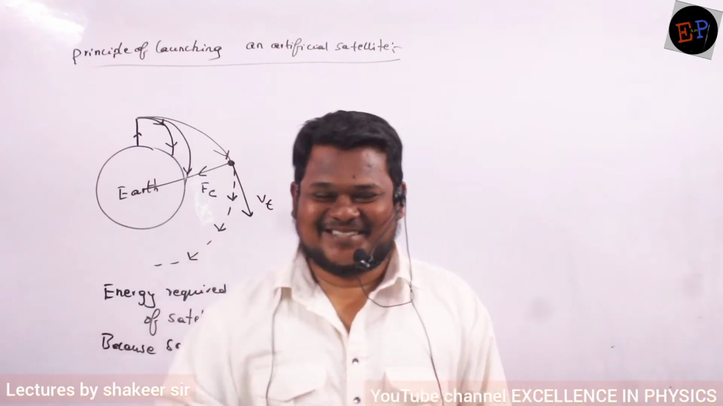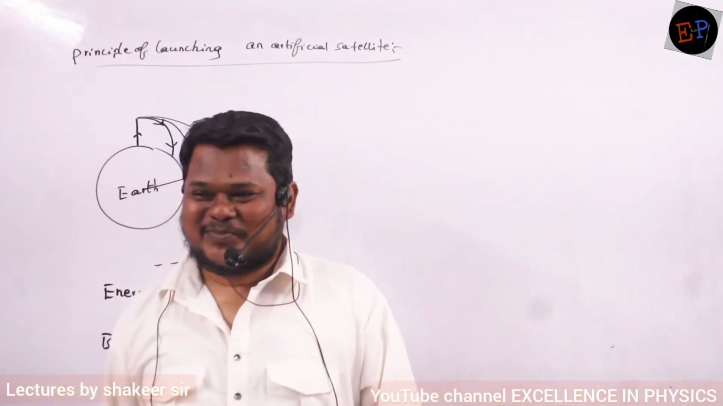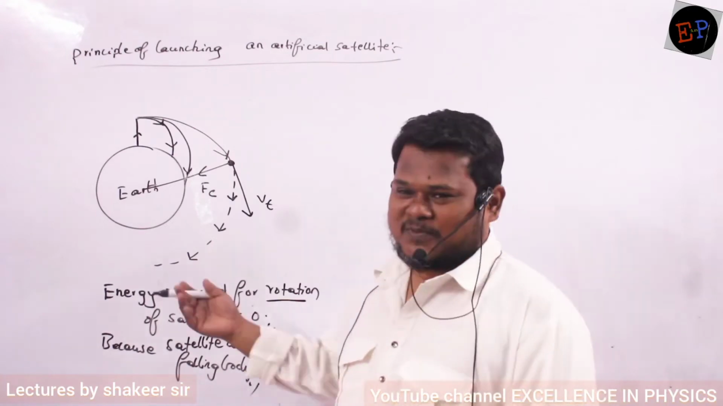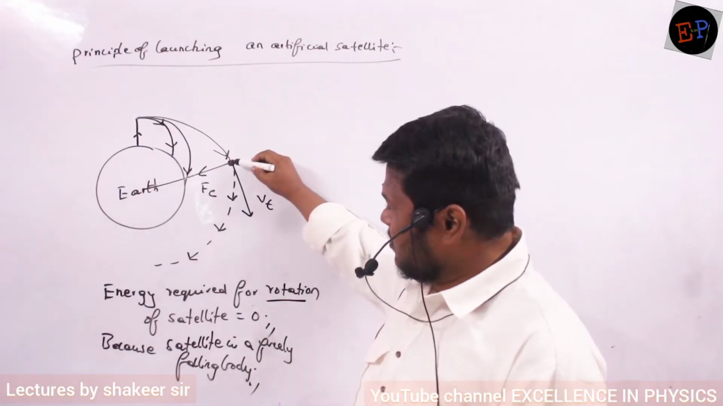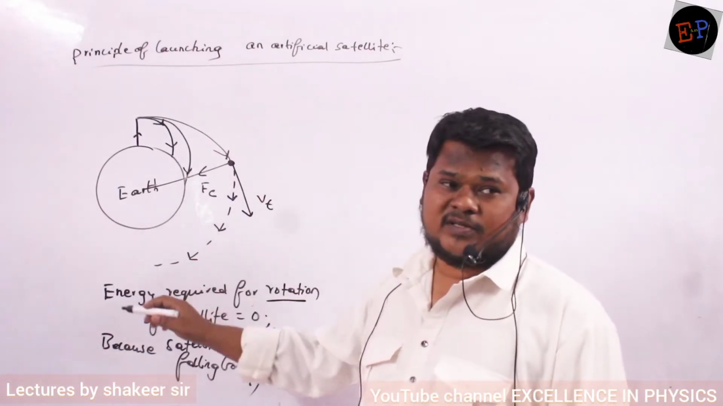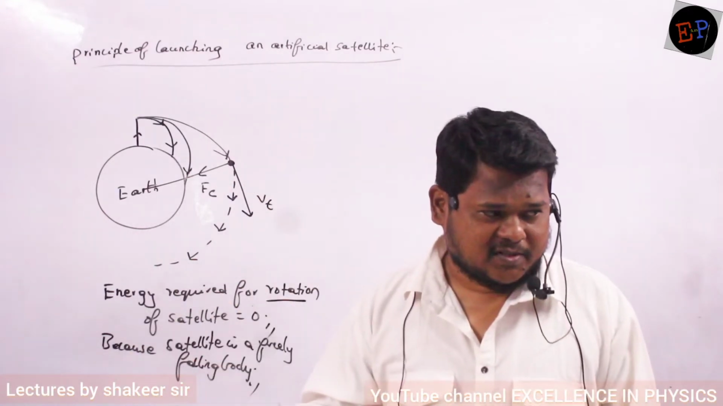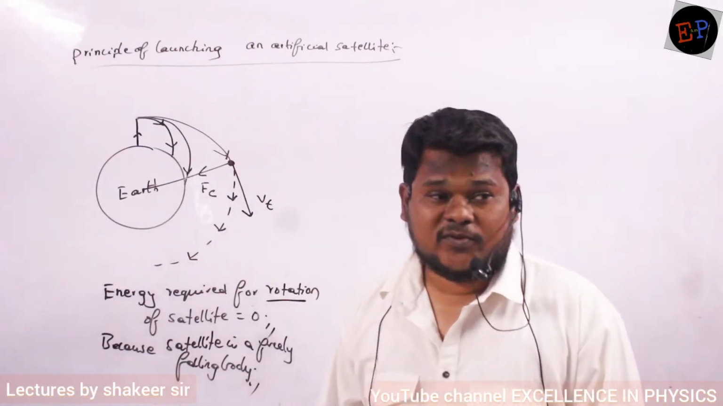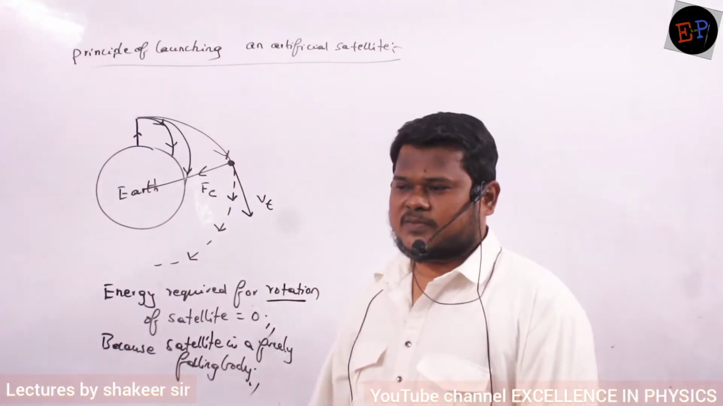Because the shape of the earth is spherical and the satellite is also falling in a spherical shape. One explanation is that. Another explanation is that any body always tries to move in a straight line. But if it should move in a circular path, centripetal force should be present, and that centripetal force is provided by the gravitational force of the earth. These are the two explanations.